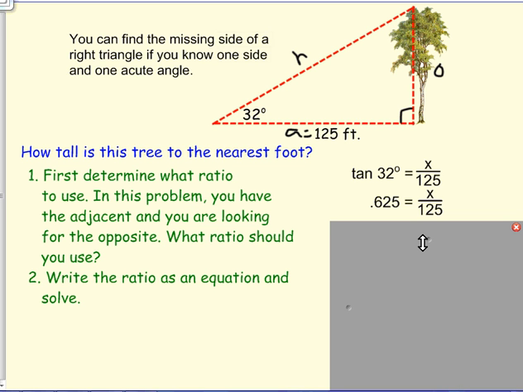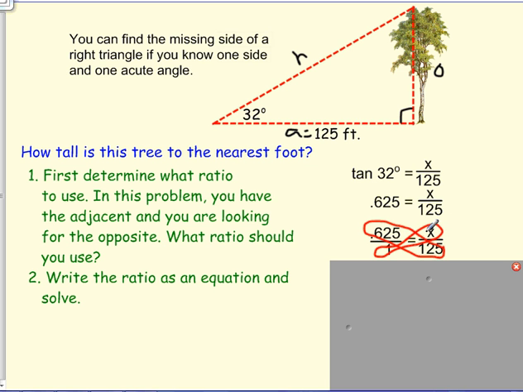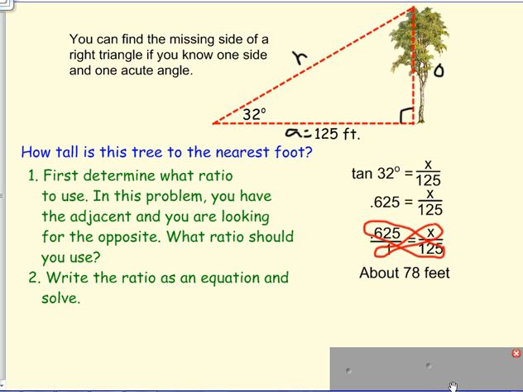From here I can figure out what tangent of 32 is. Well, it's 0.625. And then I can create a cross multiplying situation, or a proportion. I know I just flashed you the answer, but that's okay. From here I just cross multiply. So in this case, 1x equals 0.625 times 125. It's about 78 feet tall.